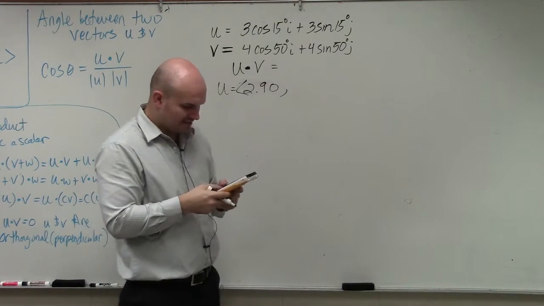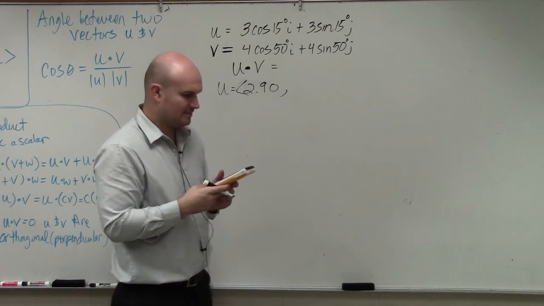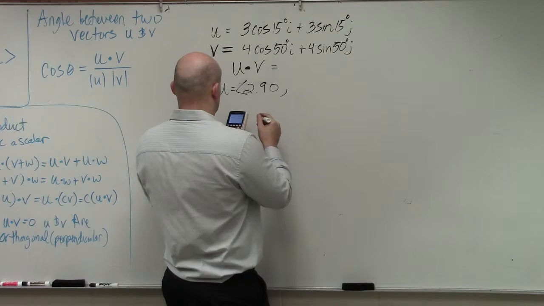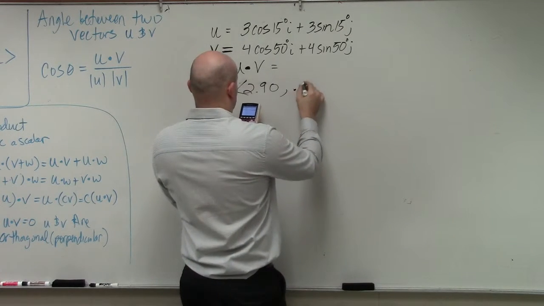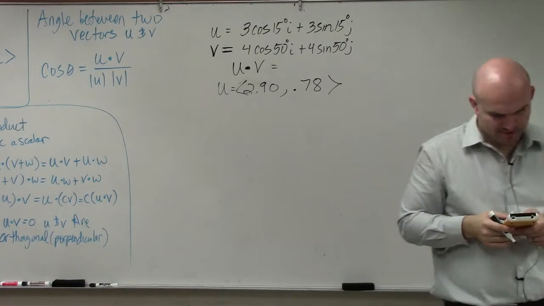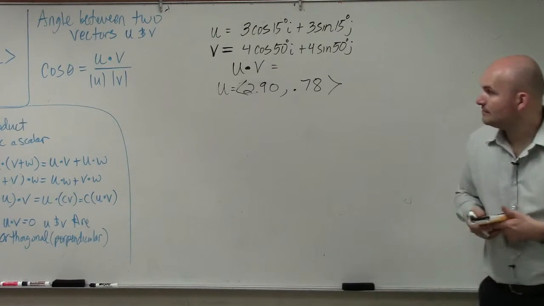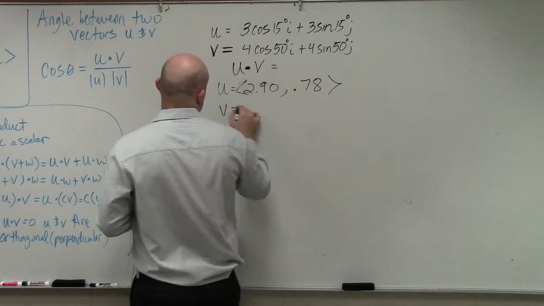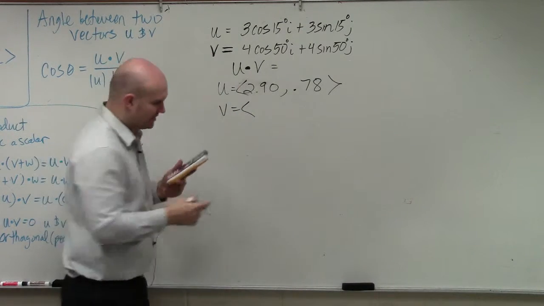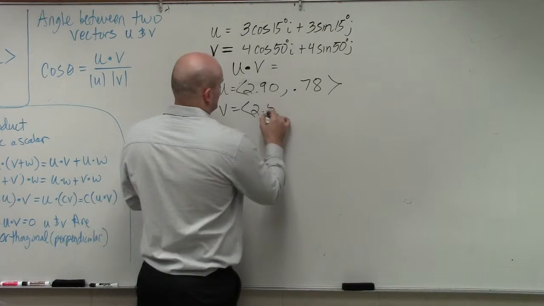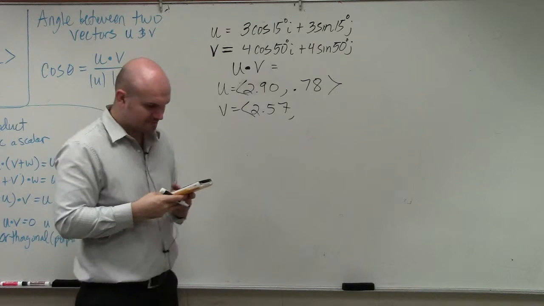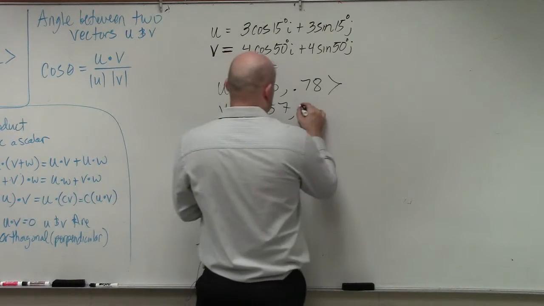And then I'll do 3 times the sine of 15, and I get 0.776. Make sure I'm in the correct mode. All right, then let's go ahead and figure out v. So now I'll do 4 times the cosine of 50, and I get 2.57. And then 4 times the sine of 50, and I get 3.06.